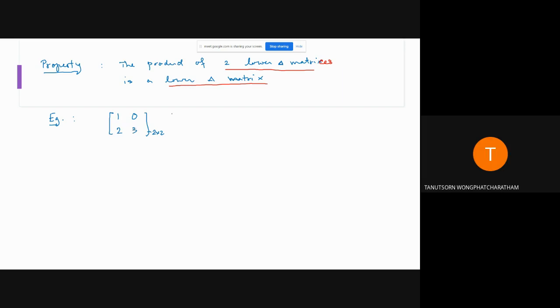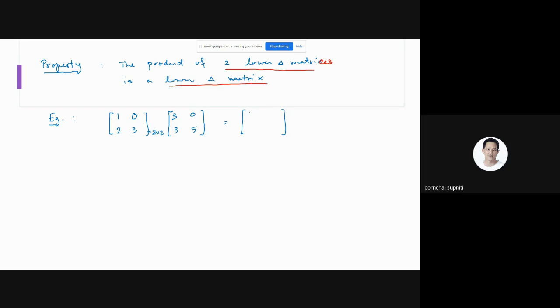Can you give me another lower triangular matrix? Let's do a 2 by 2 as well. 3, 0, 3, 5. Okay, so none of you like negative numbers? You like positive numbers only.